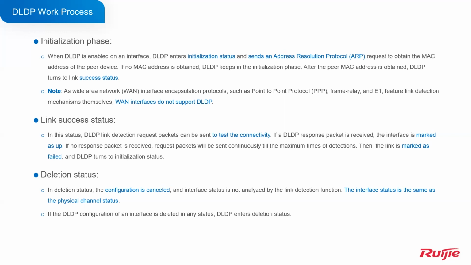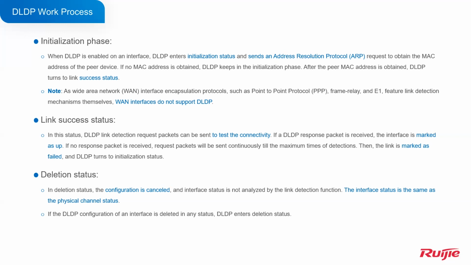Here you should know that wide area network interface encapsulation protocols such as PPP, Frame Relay, or E1 feature link detection mechanisms themselves, so such an interface does not support DLDP. Okay, so this is the application scenario of this protocol.